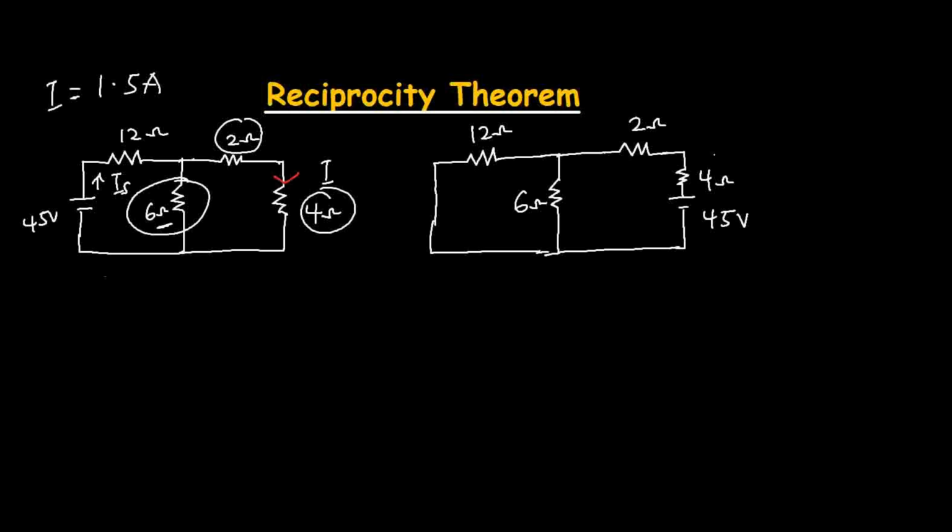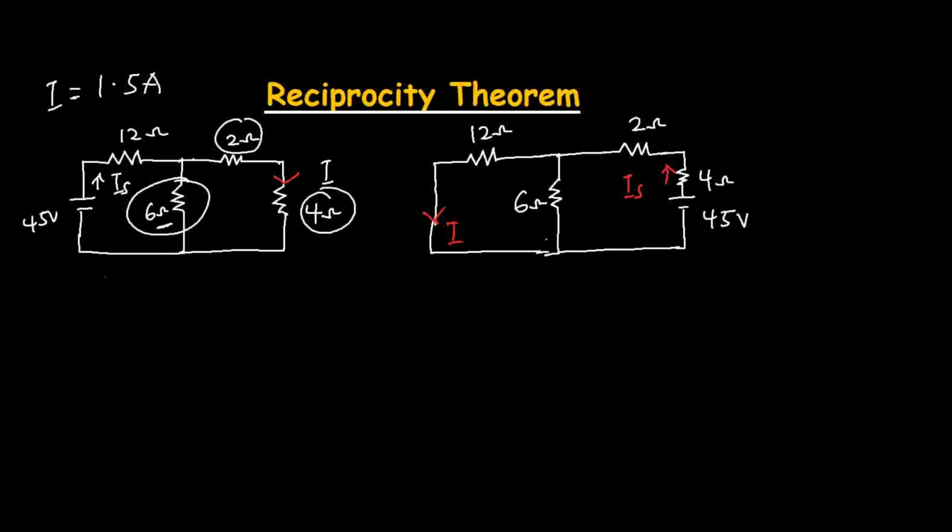Because at first the current was in this branch, but now I've taken it out and brought the voltage source here. So in this case, the current will have to be in this branch here. So this is the current I. Okay, this is I. And then we now have IS here. So now you have to find the value of I.